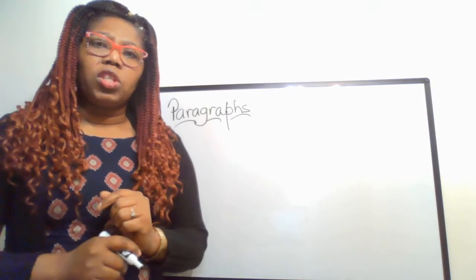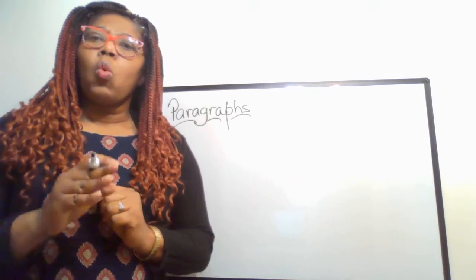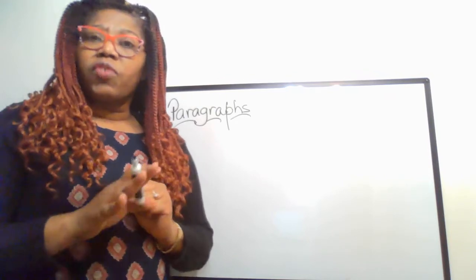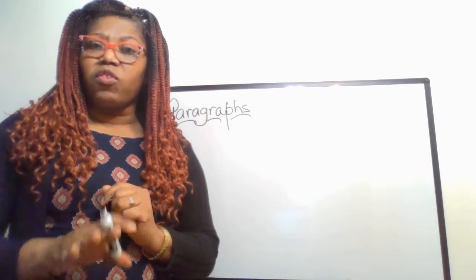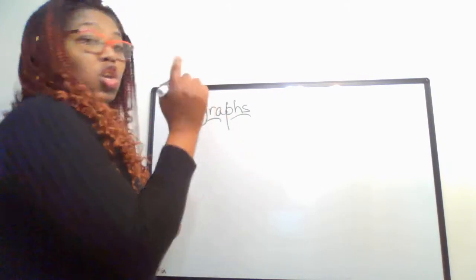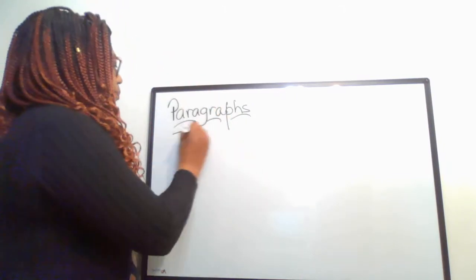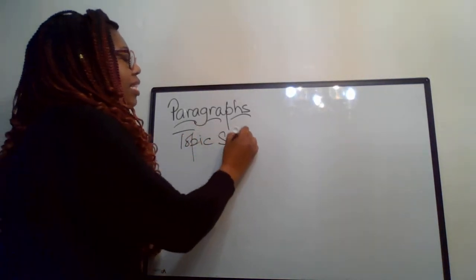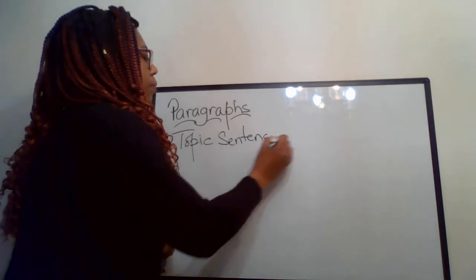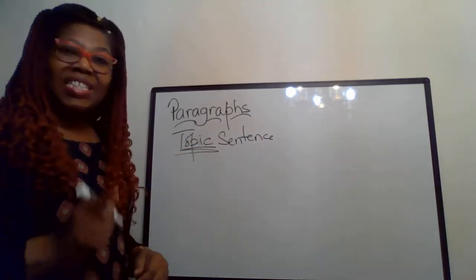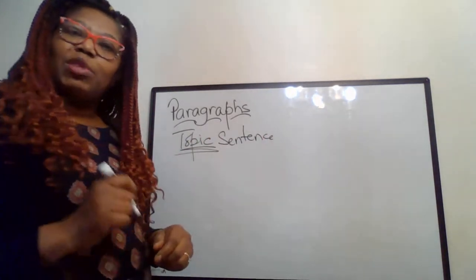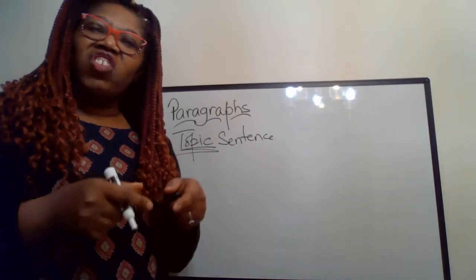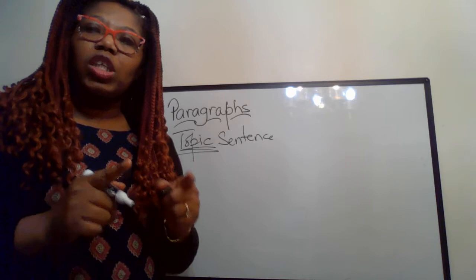Now, the first thing we want to look at, we just looked at what is a paragraph. What are the parts of a paragraph? So the first thing you must ensure that you have within your paragraph is your topic sentence. Now, as the name suggests, this sentence must be intricately linked to the topic.